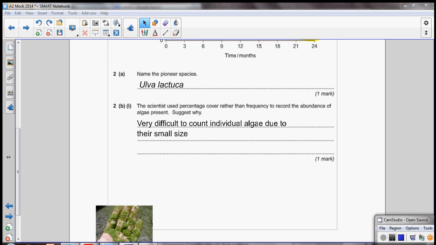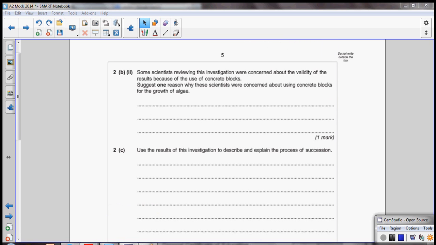Moving further on to question 2, we have what I call a how science works question, as in a question that's about how scientists carry out and design experiments. It says that some scientists reviewing this investigation were concerned about the validity of the results because of the use of concrete blocks, and it asks you to suggest one reason why the scientists were concerned.